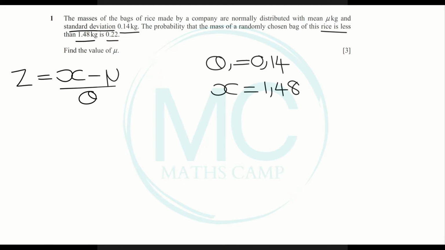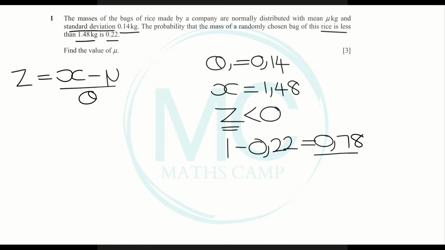When you have a probability smaller than 0.5, we know that z is going to be smaller than 0. Now we have the standard deviation and the value for x. To find mu, we need our value for z. To find this value, we can use our normal distribution table. So we're going to say 1 minus 0.22 is equal to 0.78. This is the value we're going to look for in our table.